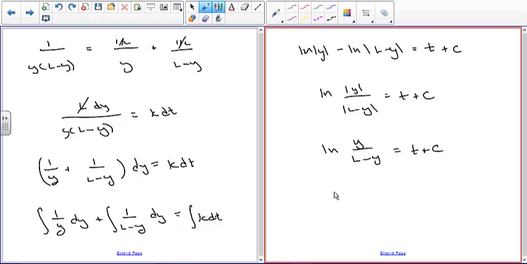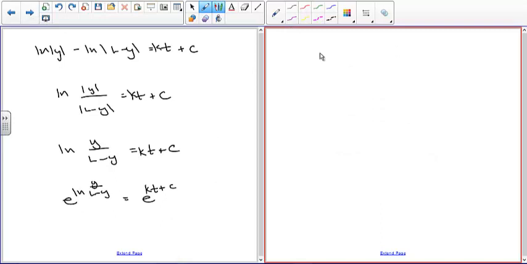Okay. Next thing you do is you take e to the natural, so you make the left-hand side the exponent, and the same thing in the right-hand side. And I forgot my k here, so let's fix that. There should be a k right there. Okay, so e to the natural log of y over L minus y is equal to e to the kt times e to the c.